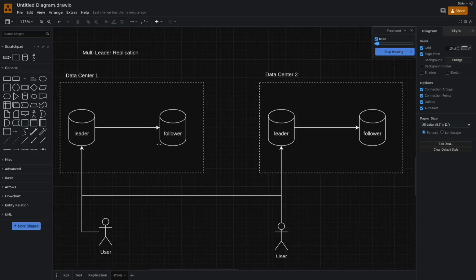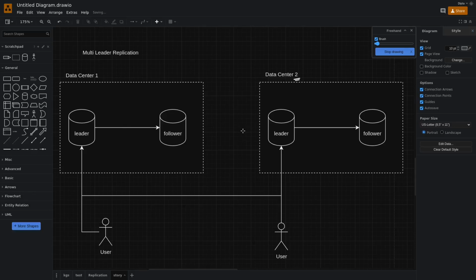So multi-leader replication could look something like this. We have a user here, and the user is closer to data center 1. So all the writes are going to go to this leader, and all the reads from this user are going to go to this follower from data center 1. Over here we have another user, who is closer to data center 2, meaning that all of the writes are going to go to this leader, and all of the reads are going to go to this follower. In data center 1 we have one leader and one follower. In data center 2 we have another leader and another follower.